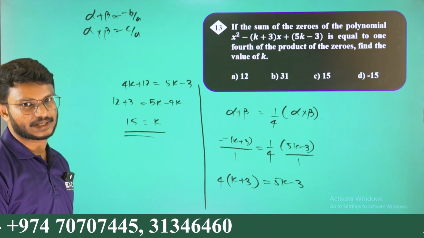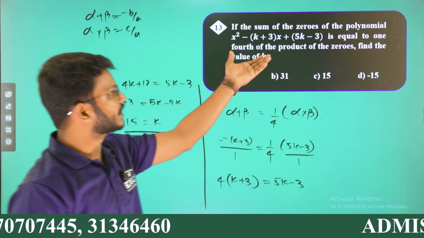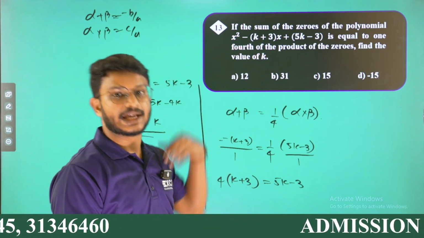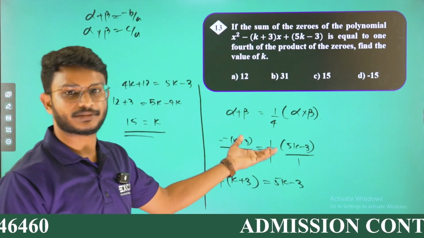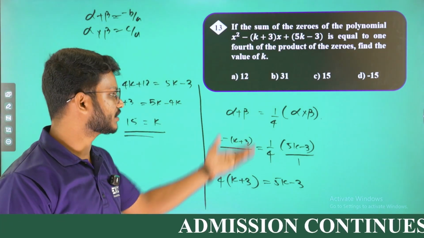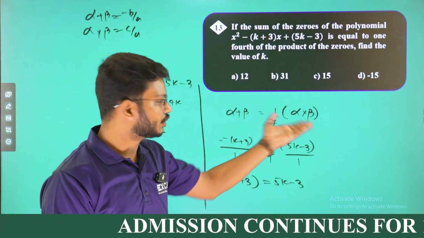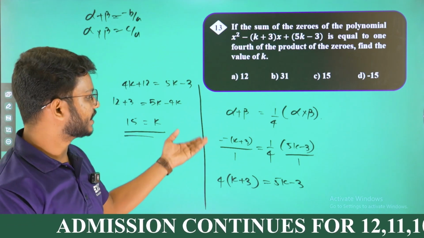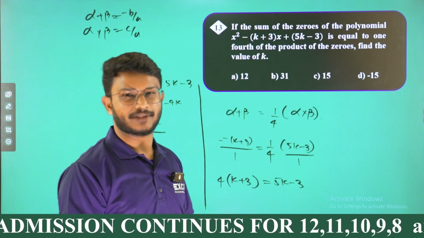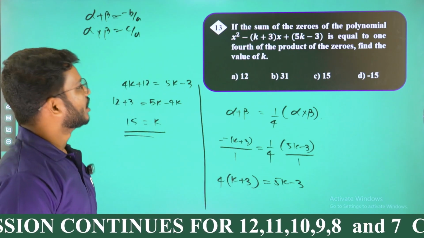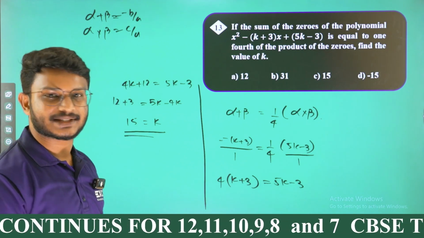Very easy question, right? Here the sum of the zeros, alpha plus beta, is 1/4 of the product. 1/4 of the product means 1/4 into alpha into beta. Just replace with minus b by a and c by a. Very easy question. Okay, so let's move to the next question.